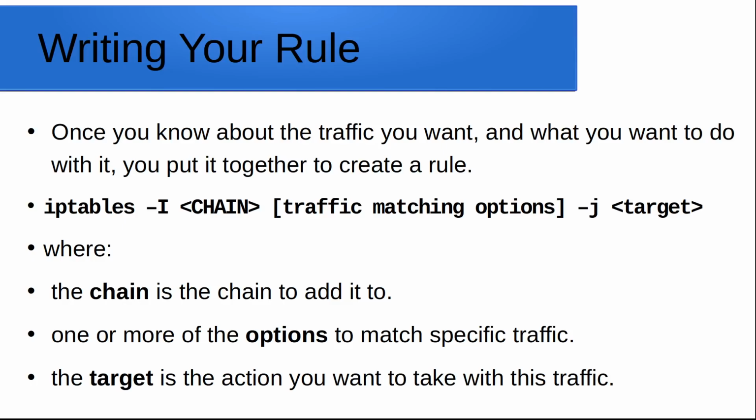The chain, so input, output, or forward. Then your traffic matching options, so your destination port, your source port, your destination or source IP address, your protocol, all that fun stuff that we just looked at, right? And then -j for jump to the target. The target is the action that you want to take on this traffic, right? So that's going to be your accept, reject, or drop. And again, there's others.